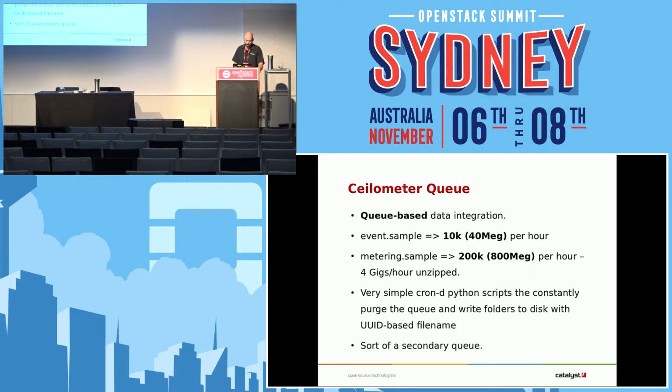So we changed things and did some old school threading and forking in our Python script. It's a very simple set of Python scripts. It's a screen and a half that just connects to the queue, pulls it off, writes it to disk. Simple, right? So it's sort of like another queue in many ways.